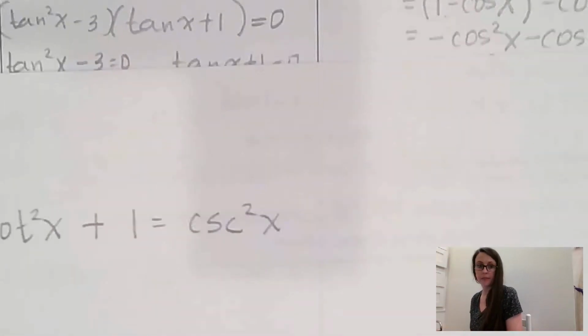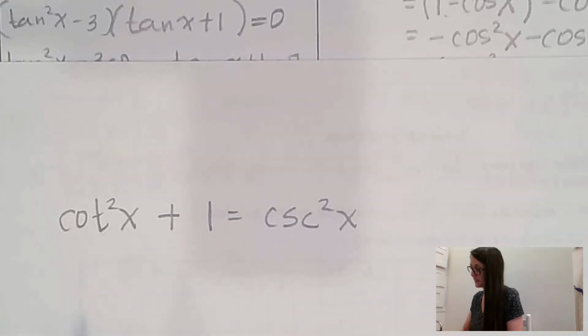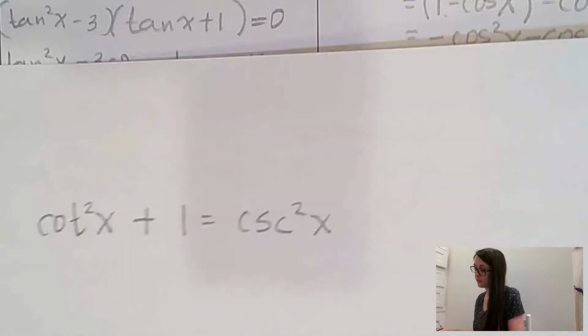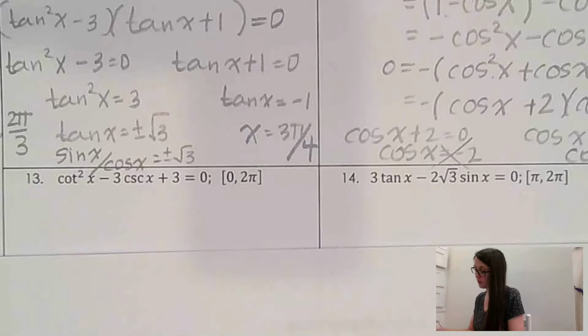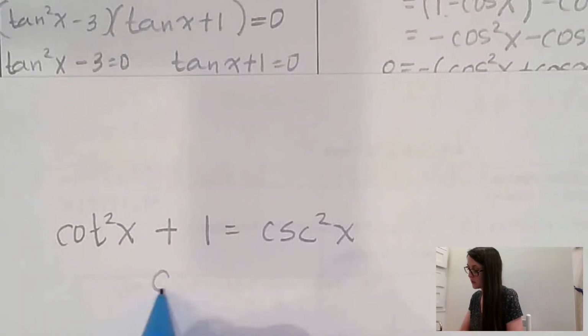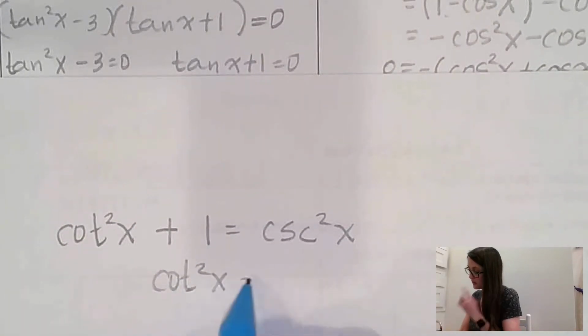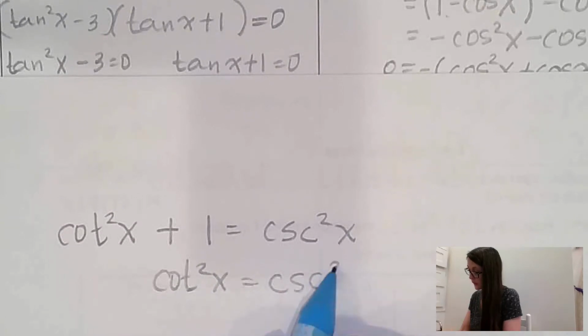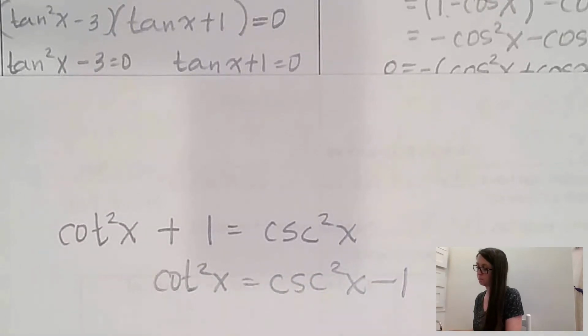remember, cotangent squared x plus 1 is going to be equal to cosecant squared x. There we go. So cotangent squared x plus 1 is going to be equal to cosecant squared x. So we could rearrange this, and it could be what? Cotangent squared x is going to be equal to cosecant squared x minus 1.